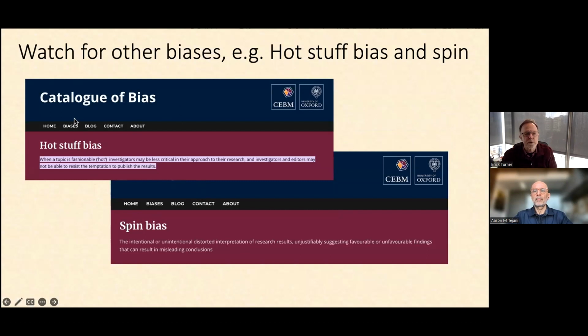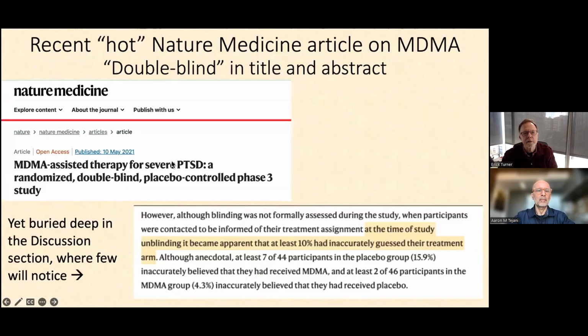This is the catalog of bias put together by the Center for Evidence-Based Medicine at Oxford. And here's an example of both of these combined. Here's hot stuff: people who are in mental health, you're hearing all this stuff about psychedelics and paradigm shift, and everyone's totally head over heels with it. I want to point out that it says double blind right there in the title, and it also talks about it being double blind in the abstract.